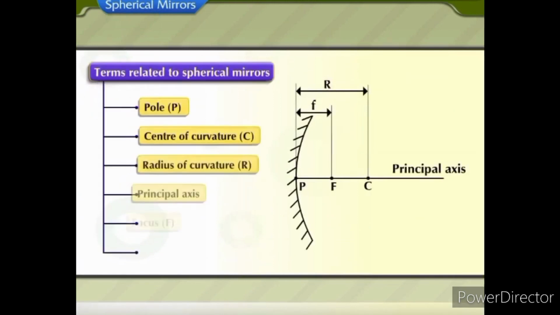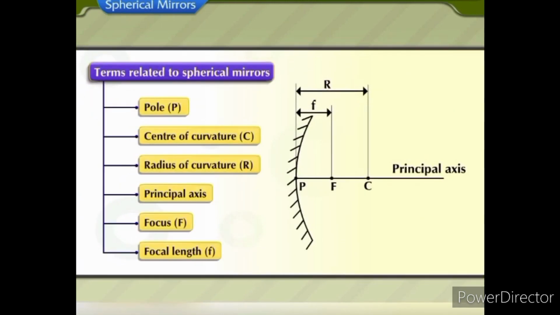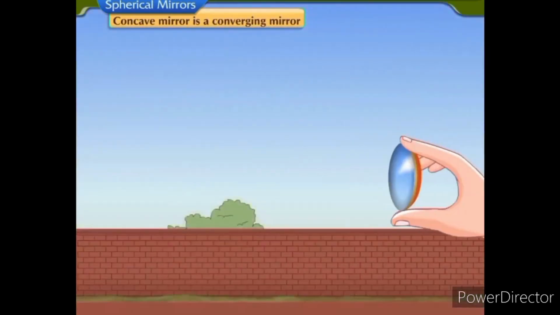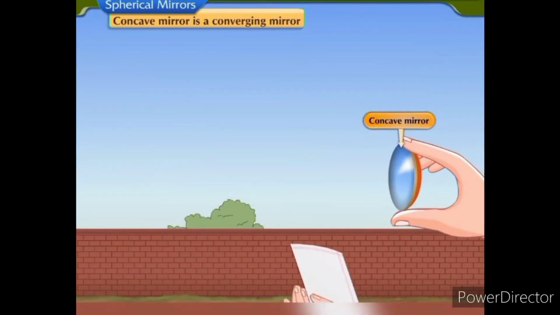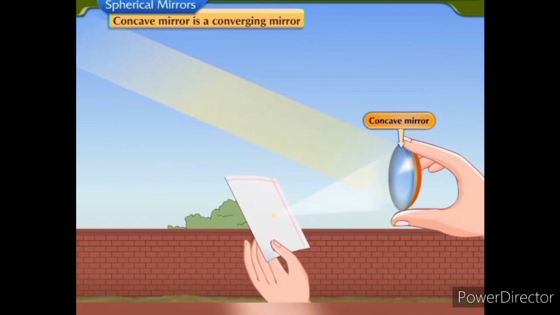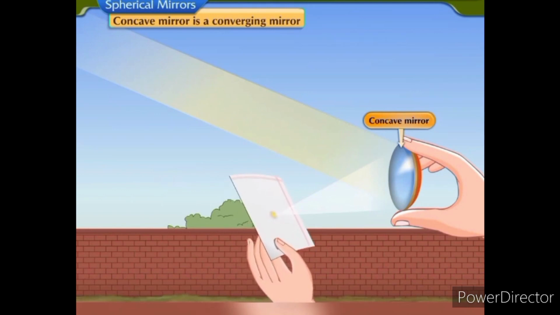Having learnt about the terms related to spherical mirrors, let us now proceed to understand the concept of convergence and divergence of light by concave and convex mirror. Concave mirror is a converging mirror. Let us hold a concave mirror facing the sun. Try to focus the reflected sun rays on a piece of paper. Move the paper back and forth until a bright, sharp spot of light is seen. This sharp spot of light is nothing but the image of the sun. The distance between the spot of light and mirror is called the focal length of the mirror.